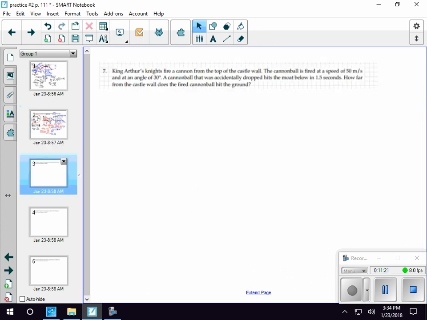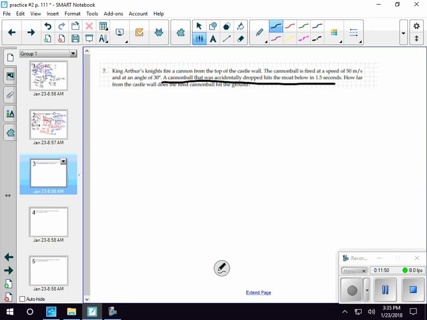So the last question had to do with this one, and this is where the bell rang for everybody, and it is the most complicated of all the questions here. I have it on several slides, the same question, because I have a feeling this is going to take a little bit of time. That's all right. As we read this question, King Arthur's knights fire a cannon from the top of the wall. They give you the speed, they give you the angle, and then they talk about a second cannonball. This part here is really important. It drops into the moat below.